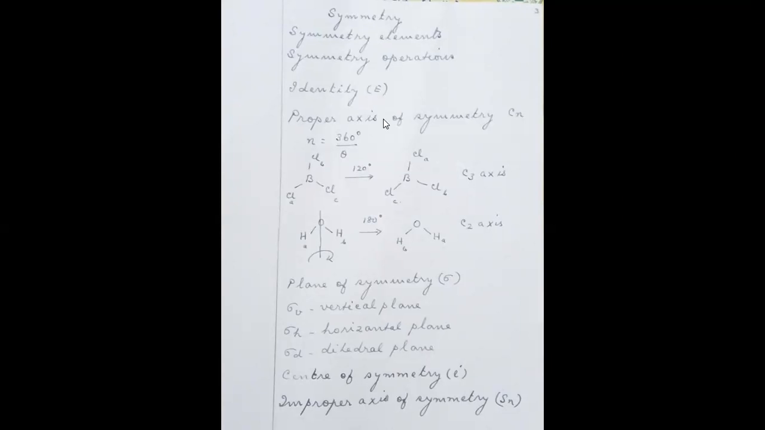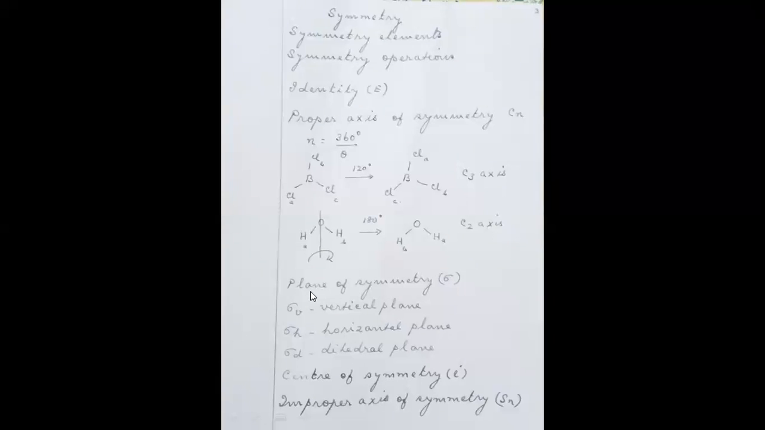But when you rotate for the second time, 180 degree, what will happen? A will come back to its own position and B will come back to its own position. They are not identical, they are the same configuration. So for this axis, the minimum angle to be rotated to get the first identical configuration is 180 degree. So the order of the axis n is equal to 360 divided by 180, which is equal to 2. So the order of the axis is 2.